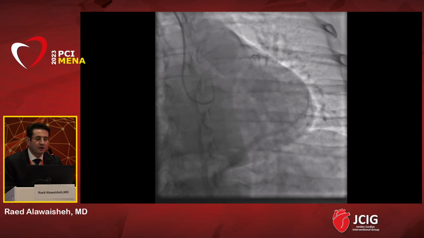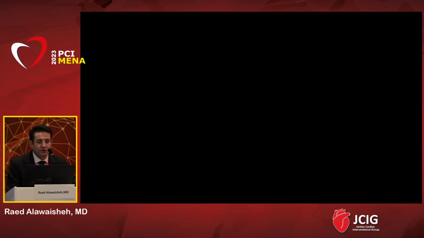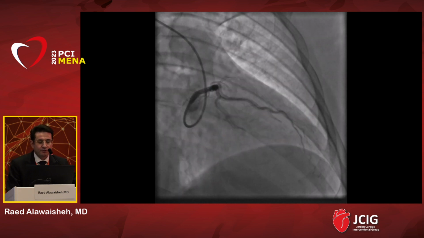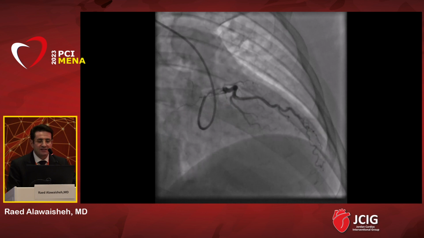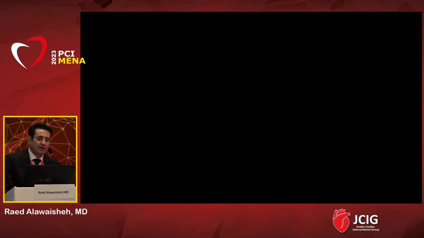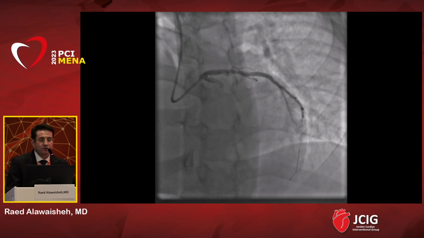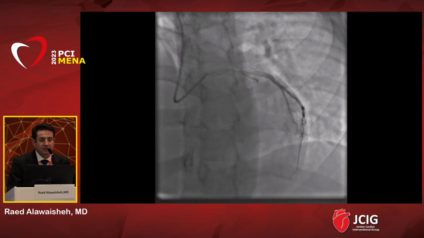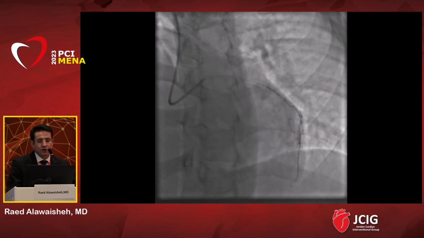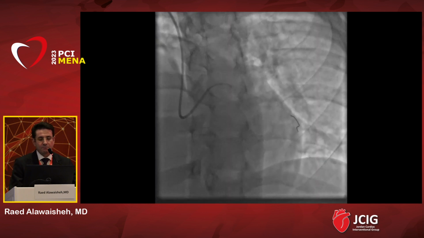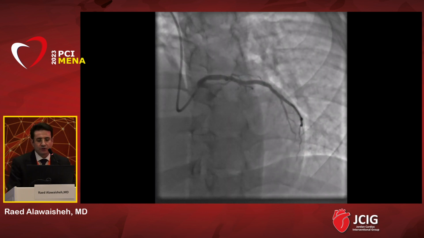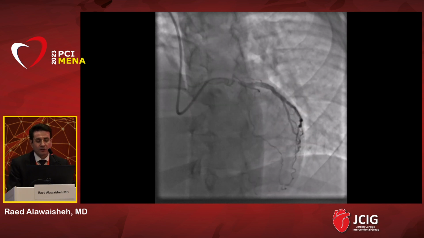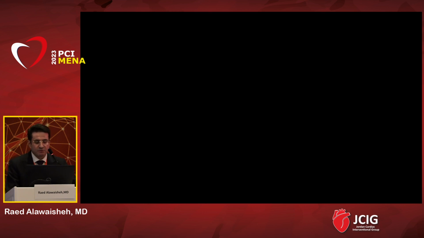So I went there blindly with the antegrade approach, trying to open it, which, as expected, failed. So I changed to another approach, the retrograde from the same side, the left side, the ipsilateral side. I go with the wire, and you can see here the wire in the OM, trying to go from the OM to the epicardial collateral there. Use the microcatheter, the Caravel microcatheter, the Cyan Blue, and go down as much as you can.